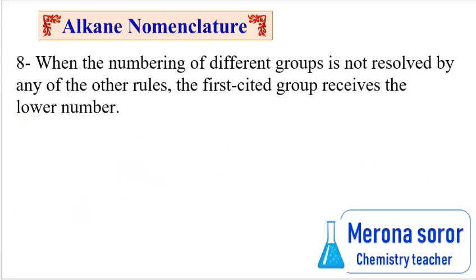Step number 8: when the numbering of different groups is not resolved by any of the other rules, the first cited group receives the lowest number.